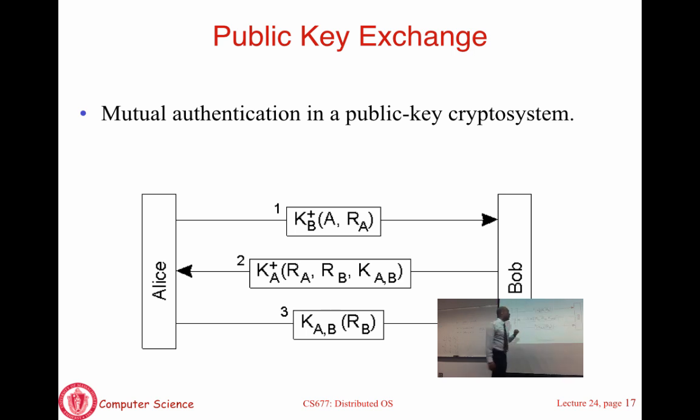Bob will decrypt the message, which says, I'm Alice, here is a nonce. Bob then generates a new, second nonce, called R of B, and also randomly generates a key, K A B. He encrypts the entire message saying, here is your nonce back that you sent, here's a new once-in-a-lifetime integer, and I also generated a key that we can use. All three are encrypted with Alice's public key, which Bob knows. So now this message can only be decrypted by Alice.